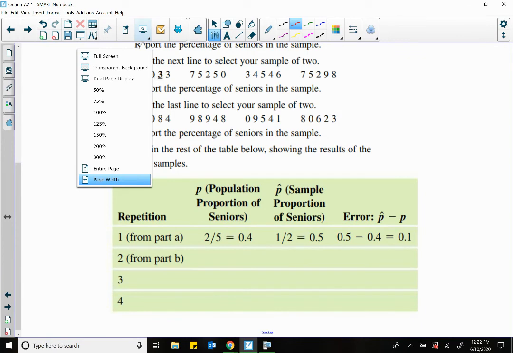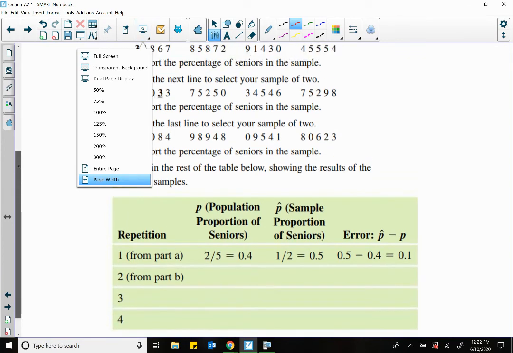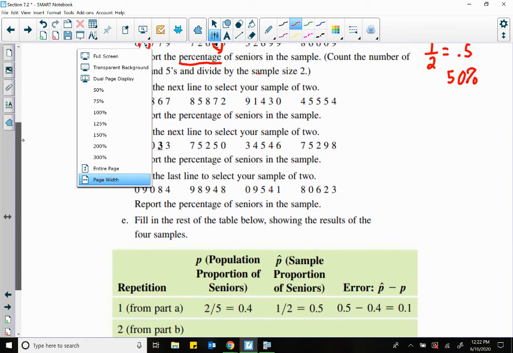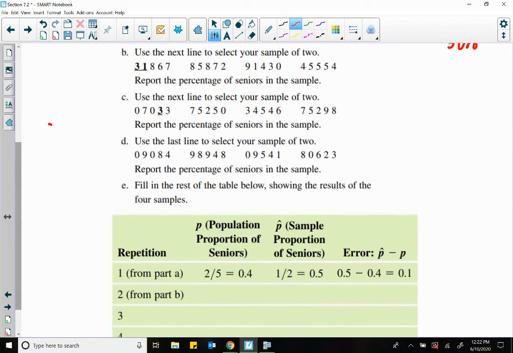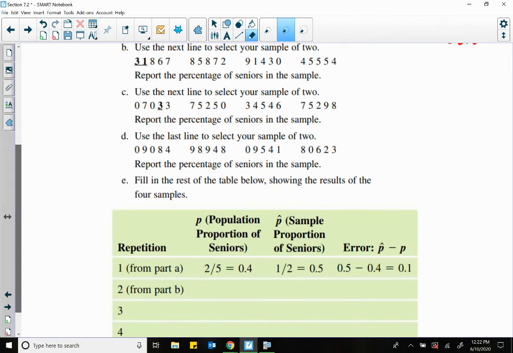So go ahead and actually, I could probably fit this all in. Yeah, there we go. Go ahead now from part B all the way through part E. Complete the rest of this information. Pause the video and go.